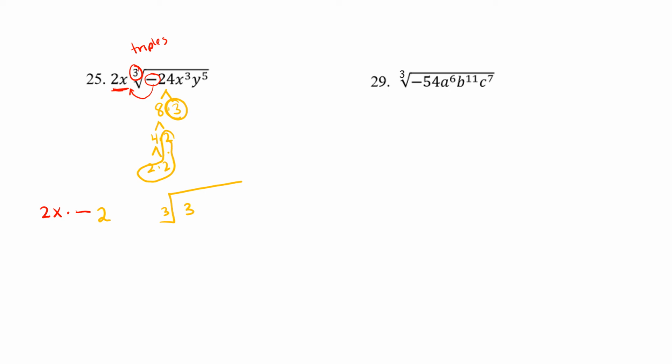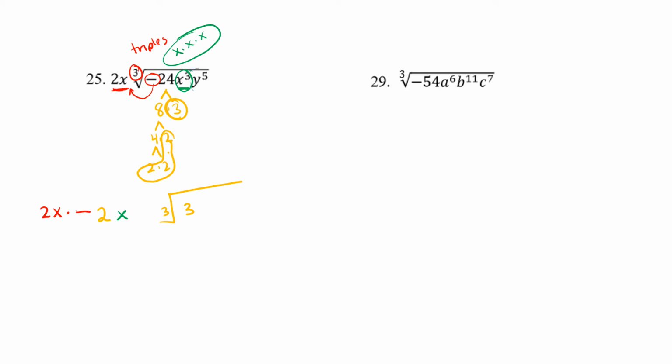Okay, now let's move on to the x's. We have x cubed. You're trying to figure out how many groups of 3 can you pull out of x cubed. Well, x cubed is a group of 3. That's 1 triple right there. So that comes out as an x.